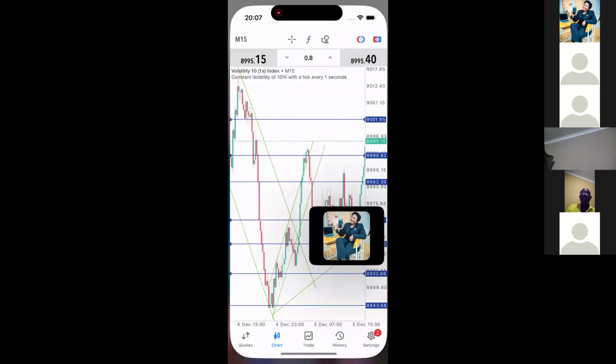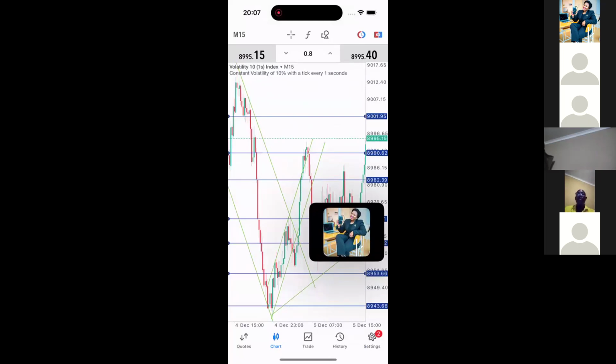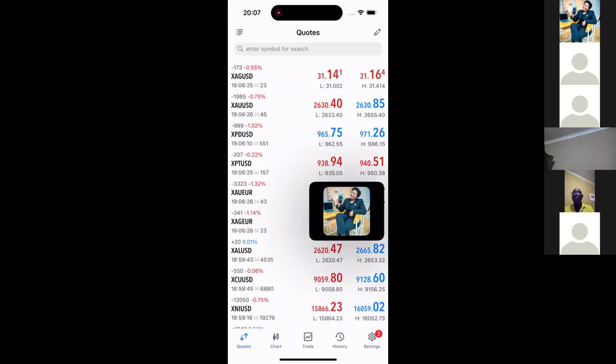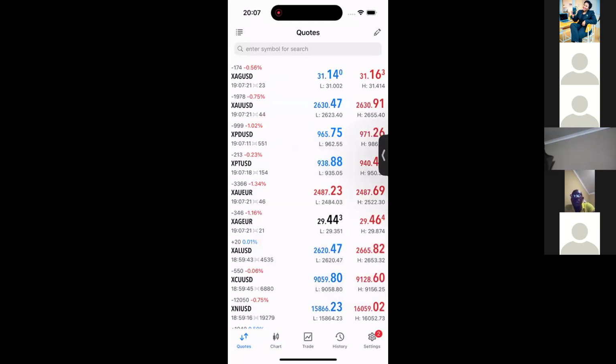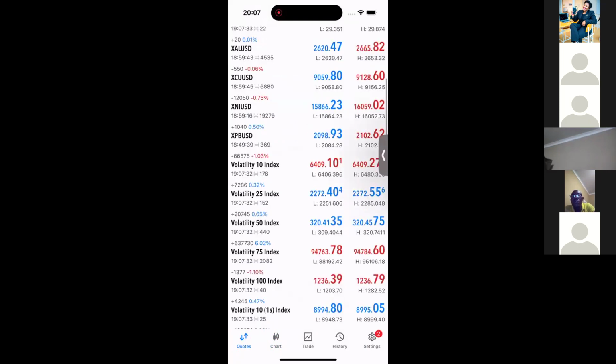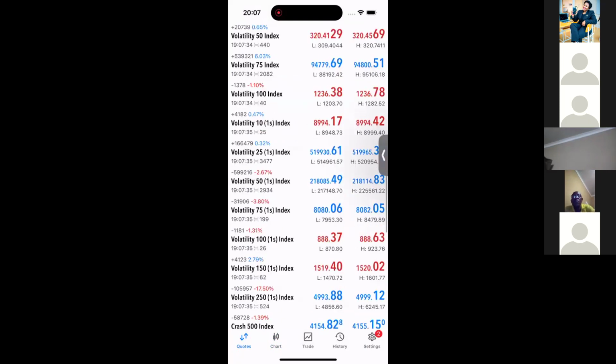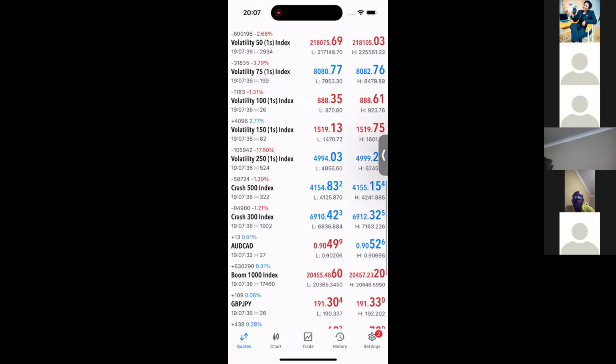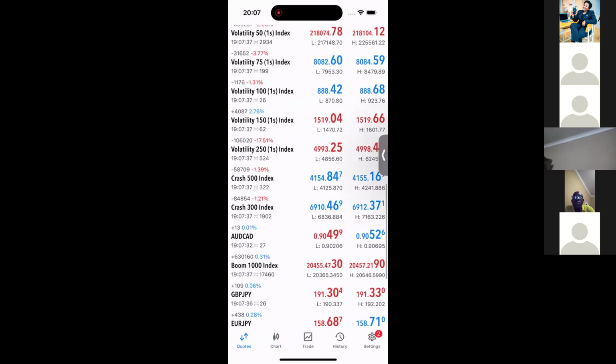So now getting familiar with our MT5. Now, with me, like this, you can see I'm in the quotes area, which means these are the particular things that are available for me to trade. Are you getting me now, guys? These are the available things that is here for me to trade.